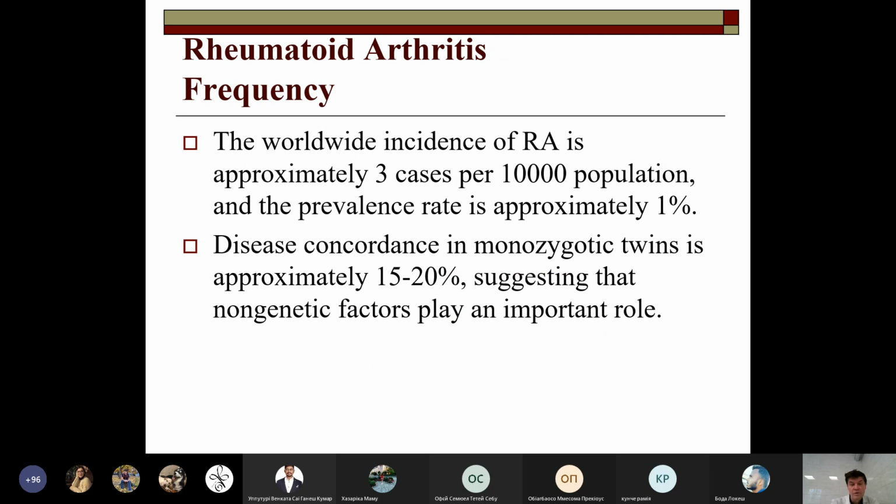The frequency of rheumatoid arthritis is quite high. It's approximately 1% worldwide. The number has increased and during the last decade is mounting up, especially in South Africa, Morocco, and South Asia. So disease concordance in monozygotic twins is approximately 20%, suggesting that non-genetic factors play an important role too, both potential aggravating environmental factors in combination with genetic predisposition.